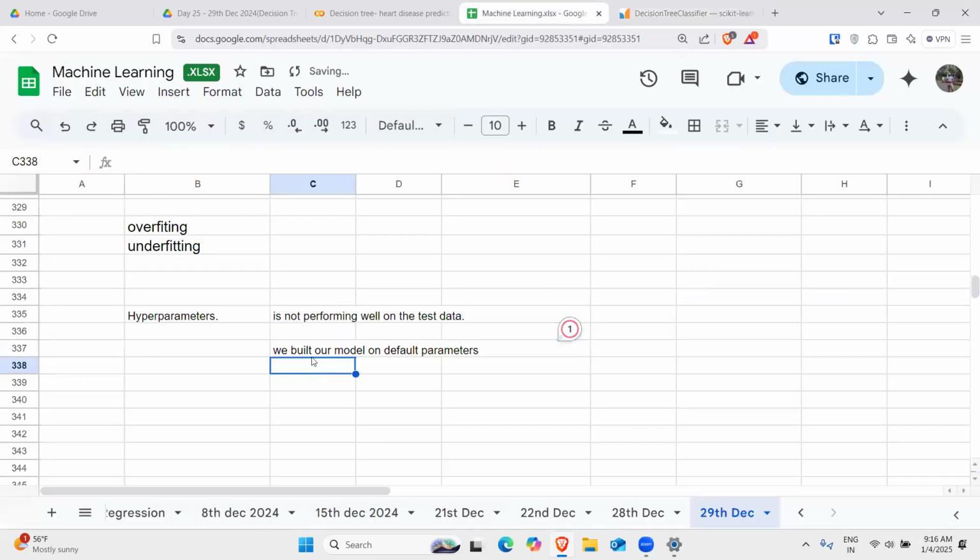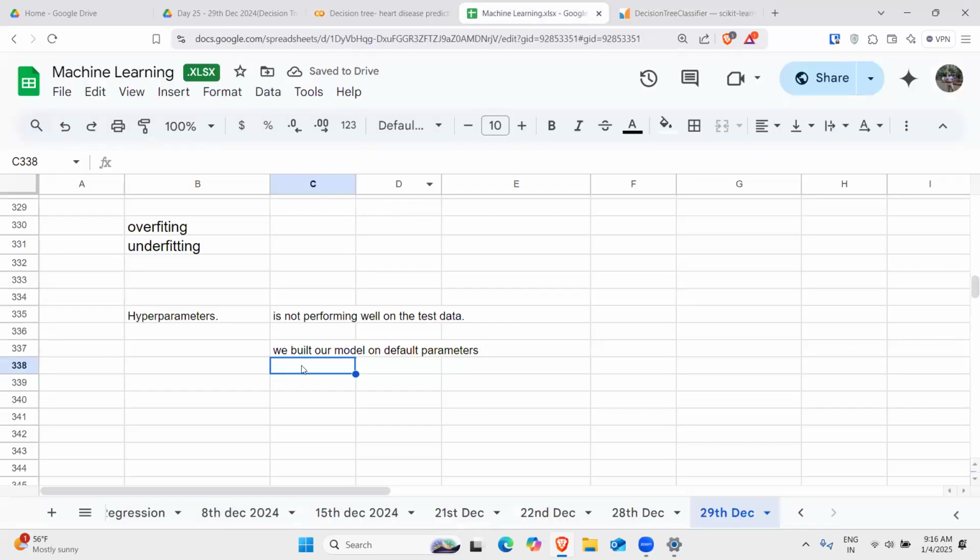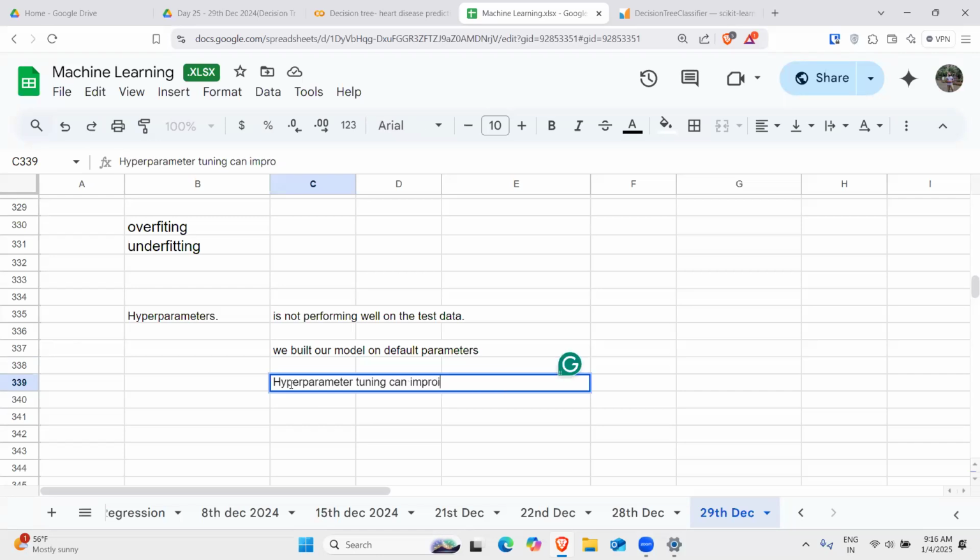So we built our model on default parameters. We have not added any parameter out there, right? Only max depth is added, and that's the reason we did not change any other hyperparameters. So we have one concept which is known as hyperparameter tuning, which can improve the performance of decision trees to a great extent.